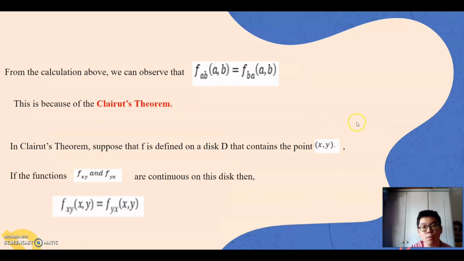From the calculation above, we can observe that f differentiated with a and b is equal to the function differentiated with respect to b and a. This is because of the Clairaut theorem. According to the Clairaut theorem, if f is defined on a disk D that contains the point xy, and if the function f differentiated with x and y and the function differentiated with y and x are continuous on this disk, then f differentiated with x and y is equal to the function differentiated with y and x. So that's all from me.